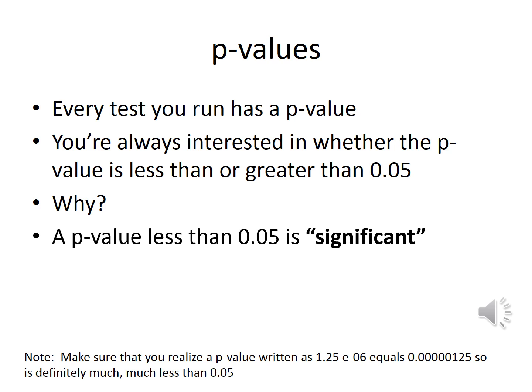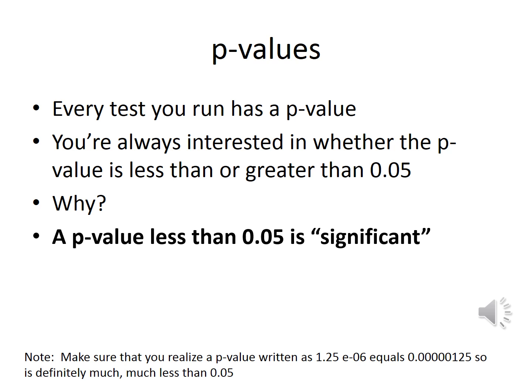So the key thing that should be imprinted in your brain is a p-value less than 0.05 is significant. This line should be blinking in fluorescent letters in your head when you sleep at night, when you eat your breakfast, and of course, when you take your final exam.